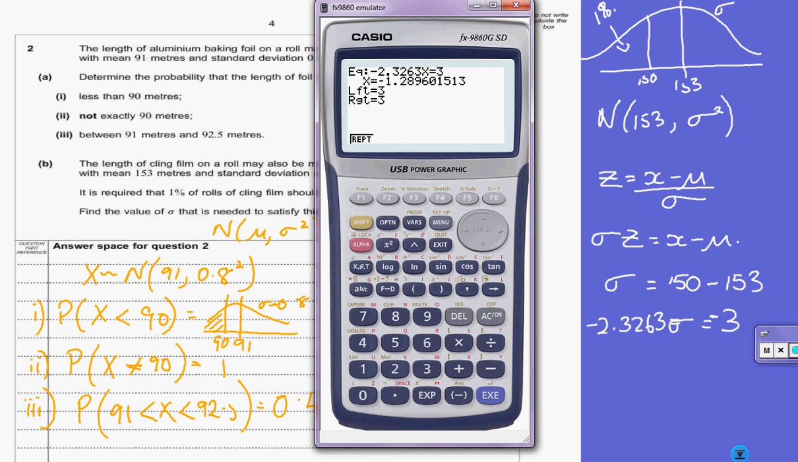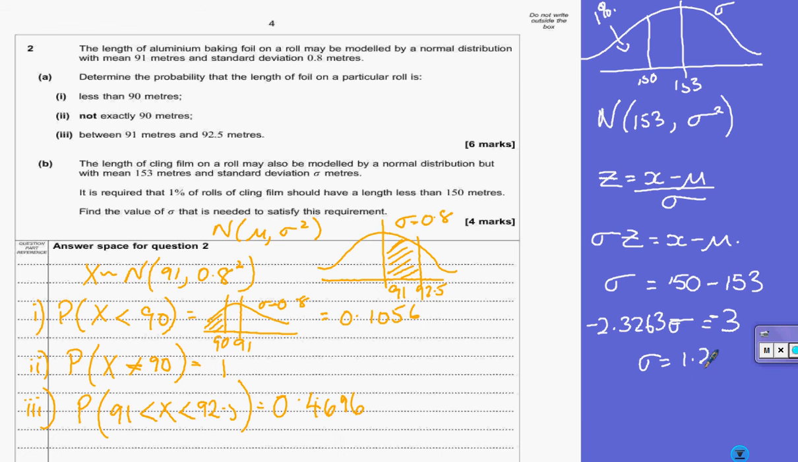Go back to here. You can never have a negative standard deviation, so at least that's something we've learned. Right, solver, F3. In here, I'm going to put a minus in there. Solve it, and we get a positive answer. So my sigma is 1.289. Good, that's it.